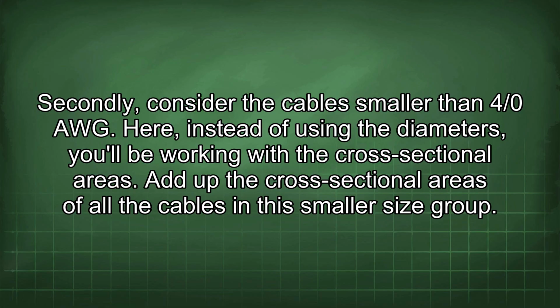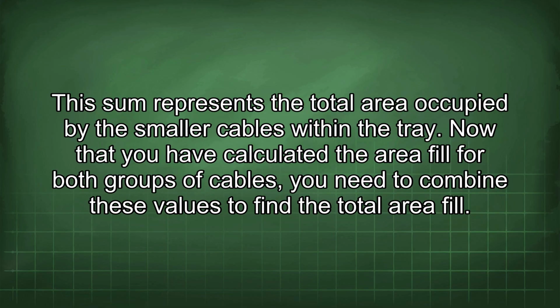Secondly, consider the cables smaller than 4/0 AWG. Here, instead of using the diameters, you'll be working with the cross-sectional areas. Add up the cross-sectional areas of all the cables in this smaller size group. This sum represents the total area occupied by the smaller cables within the tray.